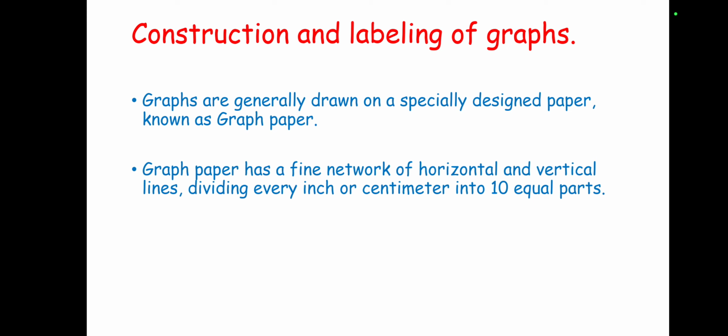Graph paper has a fine network of horizontal and vertical lines dividing every inch or centimeter into 10 equal parts. Suppose these are the boxes, and it comprises vertical lines which are 10 in number, and the fifth line is a little bit highlighted, a little bit darker. Similarly, the horizontal lines are also 10 in number, where here also the fifth line is a little bit darker. So a graph consists of horizontal and vertical lines, and each box is 1 centimeter in length. Basically it is a square of 1 centimeter.